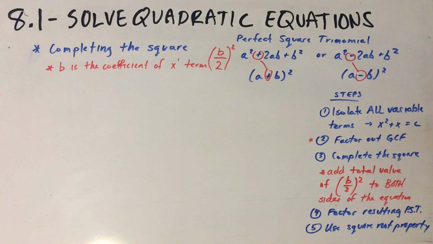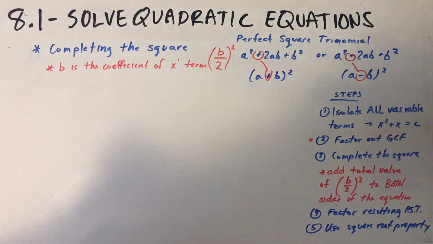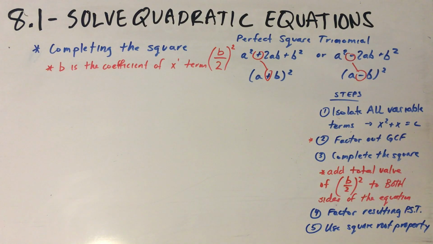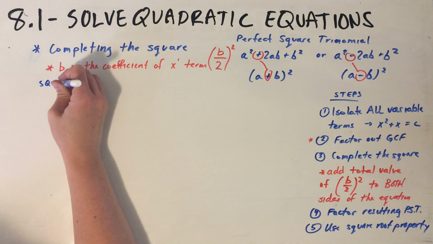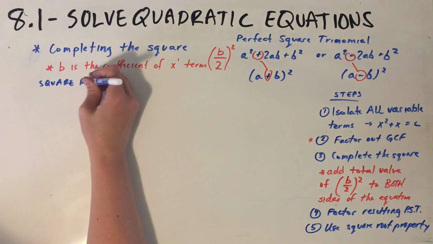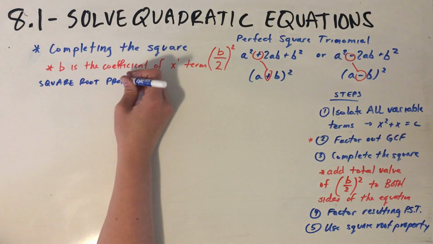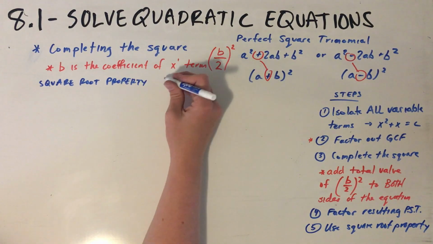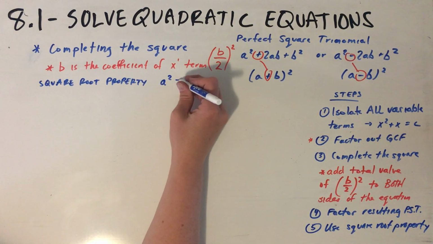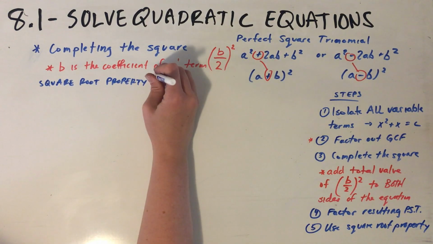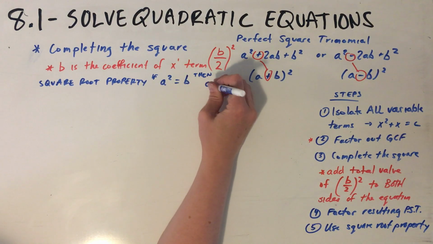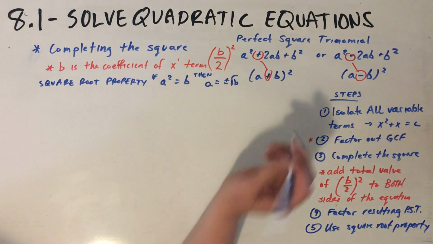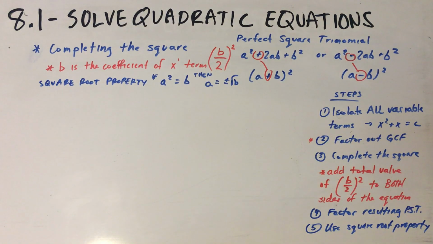So the steps to solving a quadratic equation using completing the square, we're also going to use the square root property. So I'm going to write that up here real quick again. Square root property says that if you take something squared, and that something squared is equal to b, so if this is true, then a is equal to plus or minus the square root of b. Okay, so that's our square root property. So we'll use that throughout this process.